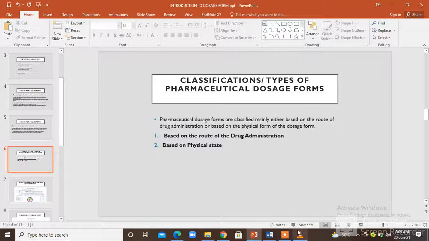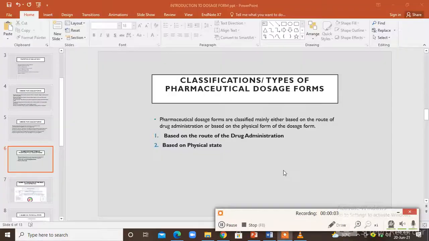We were talking about the classification or the types of the pharmaceutical dosage forms. I have already mentioned that the pharmaceutical dosage forms are classified on the basis of the route of drug administration as well as on the physical state.